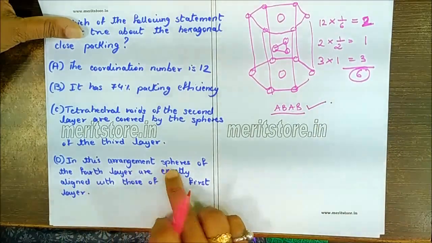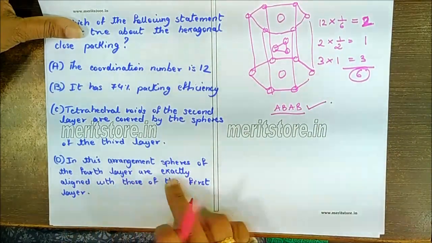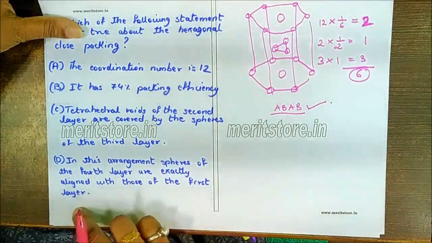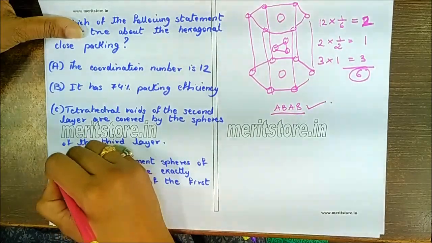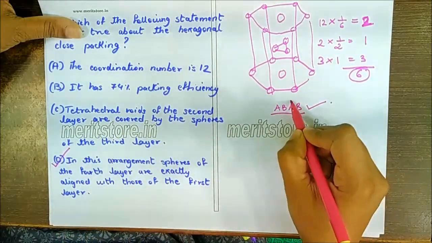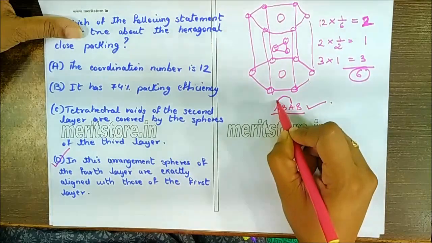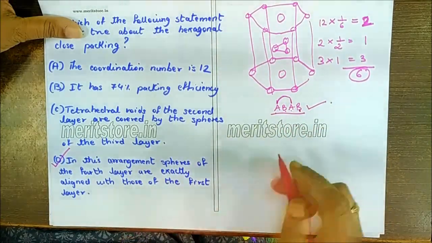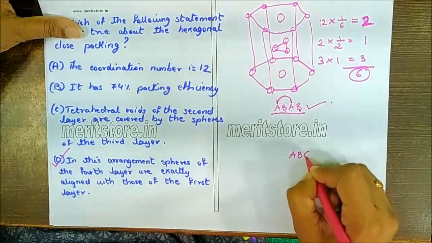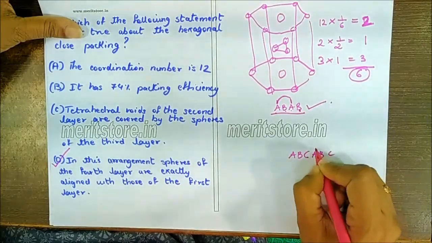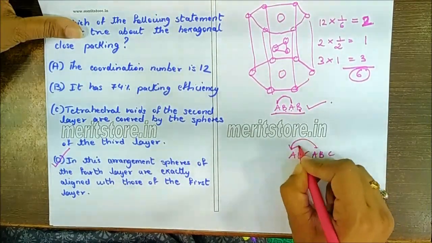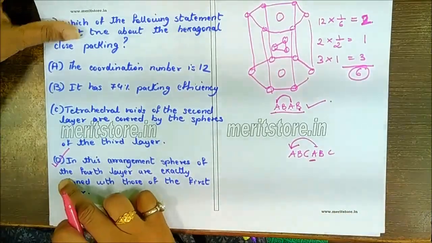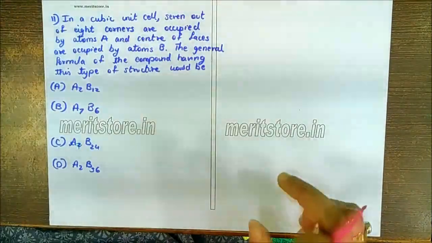In this arrangement, the spheres of the fourth layer are exactly aligned with those of the first layer. This is the wrong statement, because the spheres of the third layer are similar to the first layer, since this is an AB-AB structure. The fourth layer becomes similar to the first layer only when we have ABC-ABC. Hence our answer is option D.